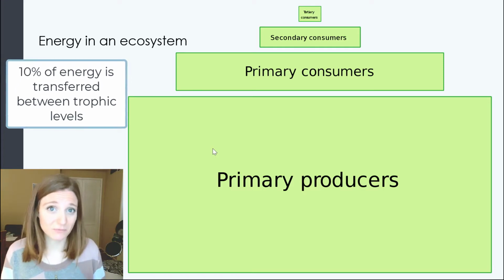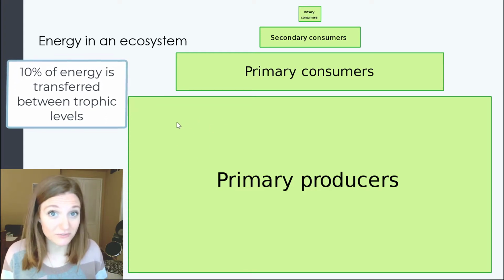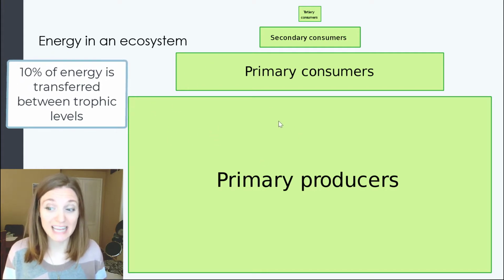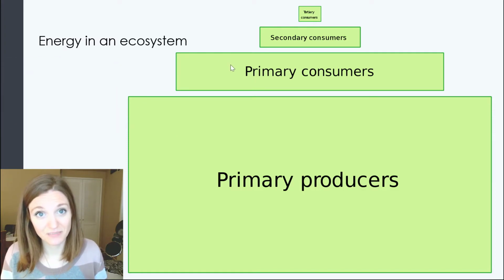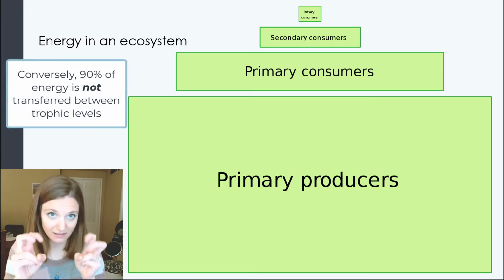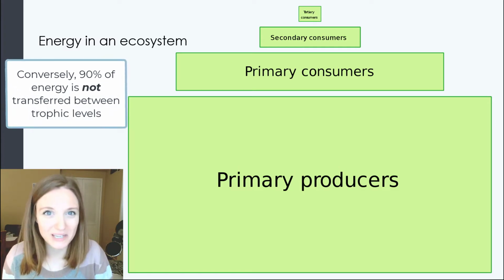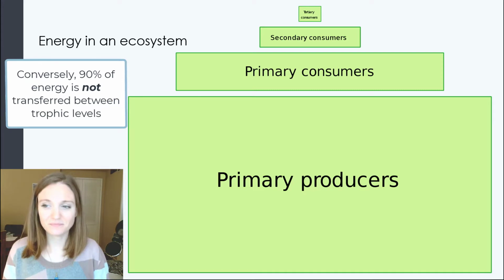This is our 10% rule in ecology. Only 10% of the energy is transferred from one trophic level, or feeding level, to the next. So we only transfer 10% of the energy from these primary producers to the primary consumers. 90% of it is lost. But where's it going? We'll get there in a second.